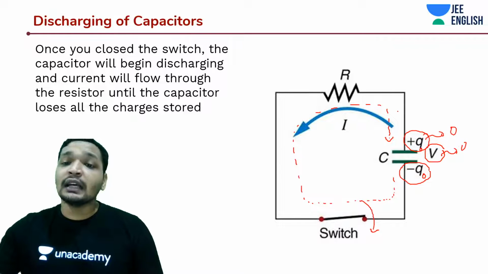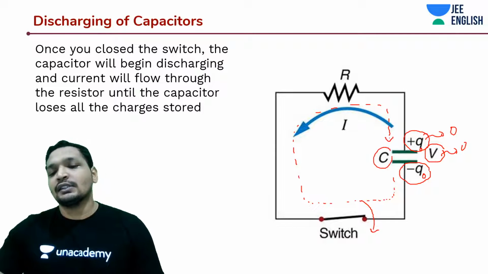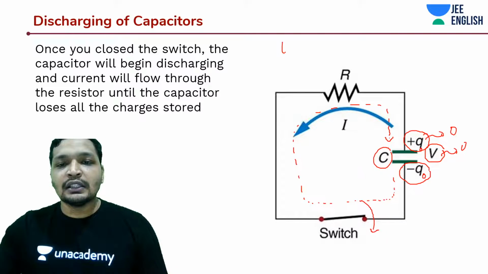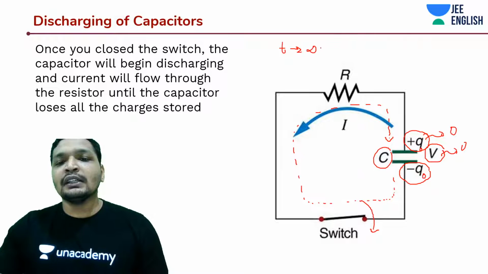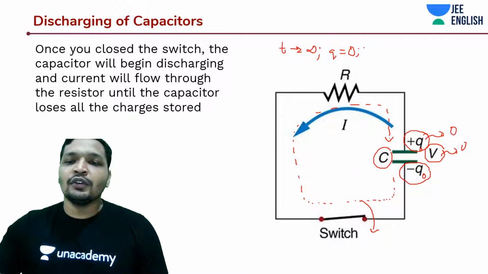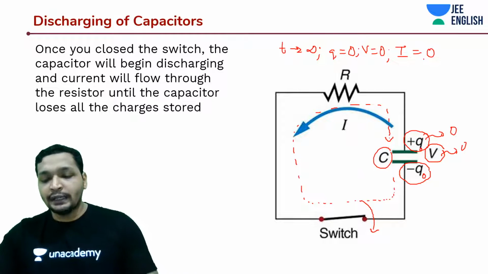And what about the current? The current will also become zero, because here the energy source is the capacitor, not a battery, right? So eventually at t tends to infinity, what is happening? Q is equal to 0, V is equal to 0, and I is equal to 0 is what you would be observing, right?